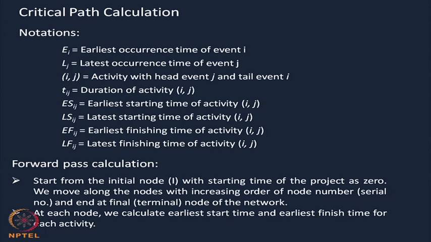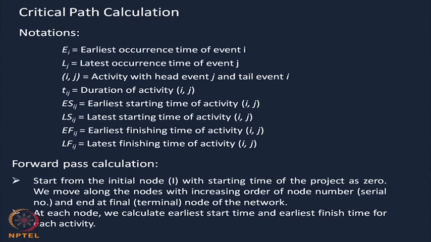Similarly, for finishing we also have two notations: E F I j, the earliest finishing time of activity I j, and L F I j, the latest finishing time of activity I j. These are the notations we will use, as you will see afterwards. To calculate these, we basically use two methods: the forward pass method and the backward pass method.